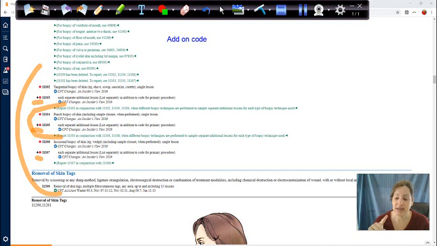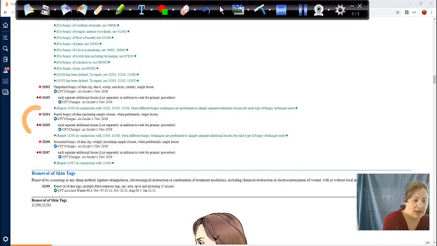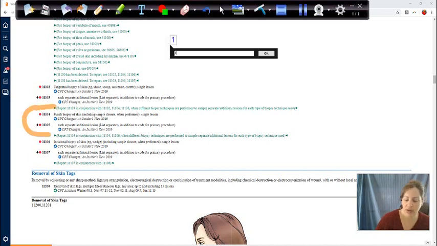11105 is indented, so that means it's still the punch biopsy of the skin, each separate and additional lesion. It's telling you to add this on to the primary procedure, which the first lesion is the primary procedure. And it tells you here what codes it can be added on to. So don't add it onto a code that it doesn't allow. So if my patient had one lesion, I would just code it as 11104.